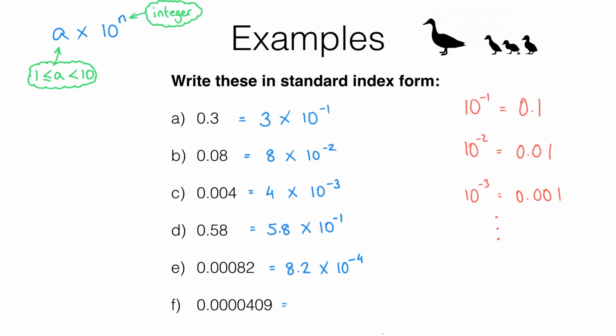For f, we've got 4.09. That's the only way I can position the decimal point in here to get a number between 1 and 10. And I need to multiply that by 10 to the power of negative... Well, where has the 4 moved? It has moved from the units column 1, 2, 3, 4, 5 places to the right. So if I've got 4 in the units column, I need to move it 5 places to the right to get it to become this number. And for that to happen, I need to multiply it by 10 to the power of negative 5.